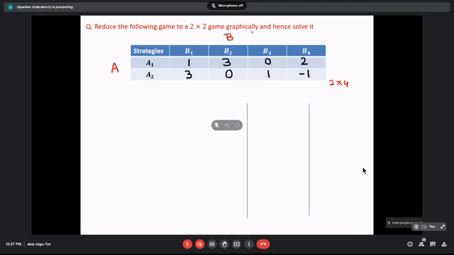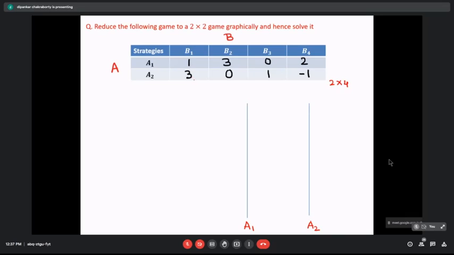Now you can see that here I have drawn two vertical lines. These two vertical lines will represent the strategies for player A or for player B. So obviously here, as the number of strategies for player A is 2, these two vertical lines will represent the strategies for player A. So I've written A1 and A2. Clear?